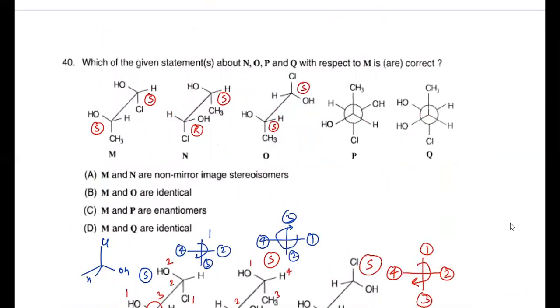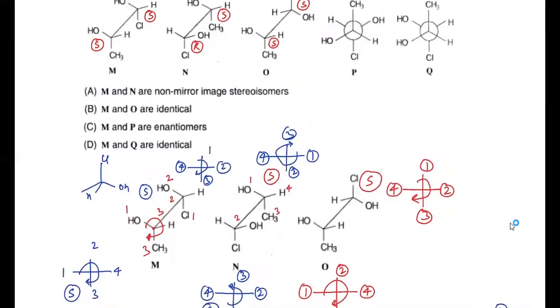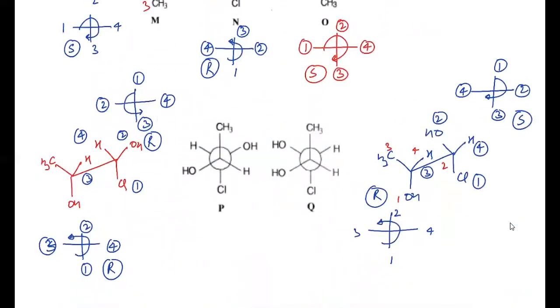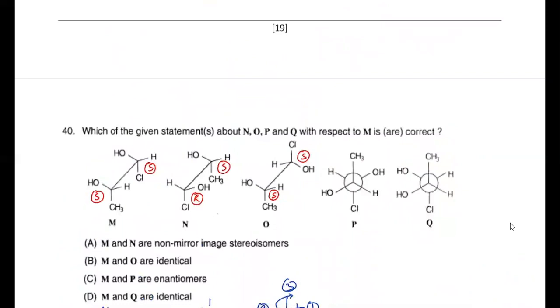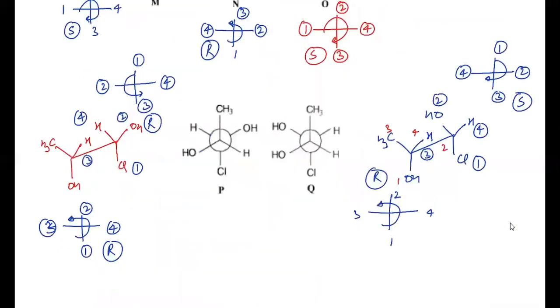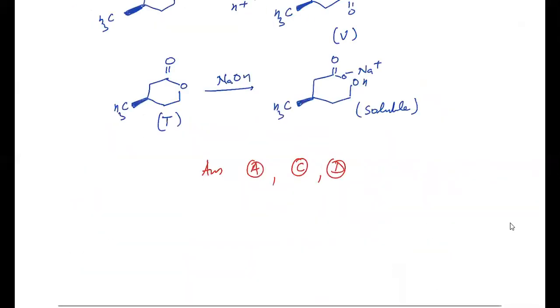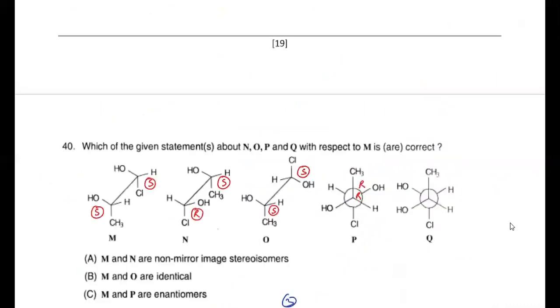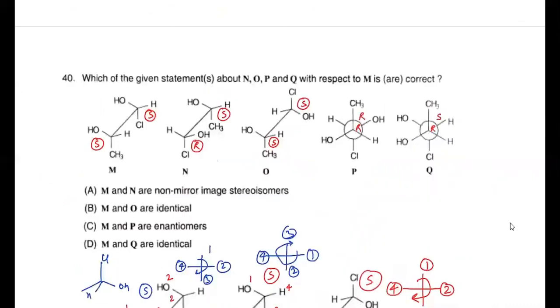In case of M, configuration of front carbon is R and back carbon is also R. So both the configurations are RR over here. And for Q, if I write, the front carbon is R, back carbon is S. So for Q, front carbon R, back carbon S. ये configuration बना के सेट. ठीक है, आप चेक करो.